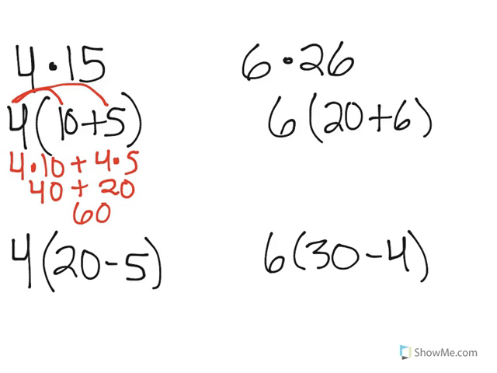Now let's go to the next one right below it. We'll do this one in blue. 4 times 20 and 4 times negative 5. So 4 times 20, and then 4 times negative 5, think of it this way. A positive times a negative is a negative, so we're going to put a minus sign there.